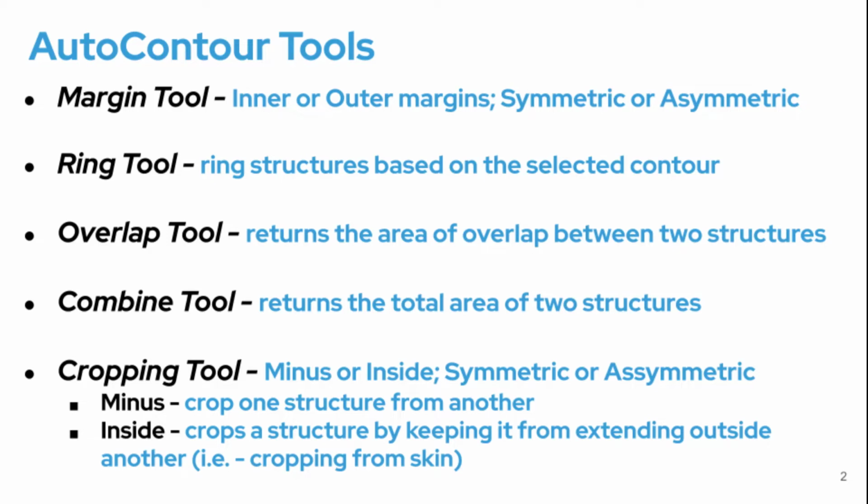The tools in AutoContour include inner or outer margins that can be set symmetrically or asymmetrically, ring structures that can be designed based on the contour of the selected structure, an overlap tool that returns the area of overlap between two structures, a combine tool that returns the total area of two structures, and a cropping tool that allows you to crop one structure from another with the minus operation, and an inside operation that prevents one structure from extending outside another, for example, cropping from the skin.